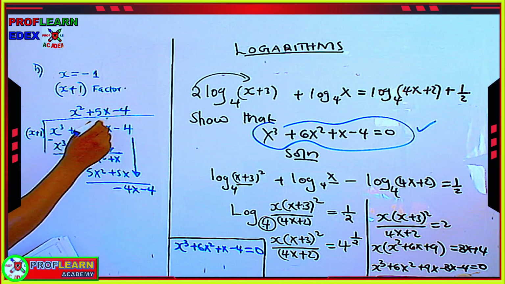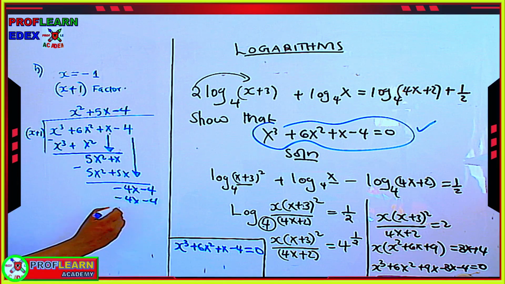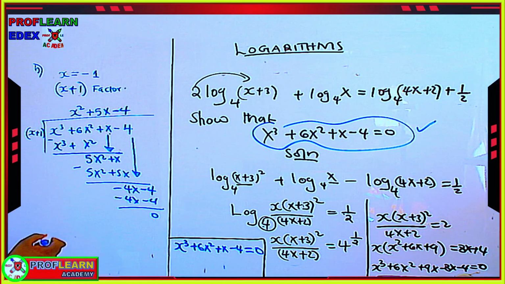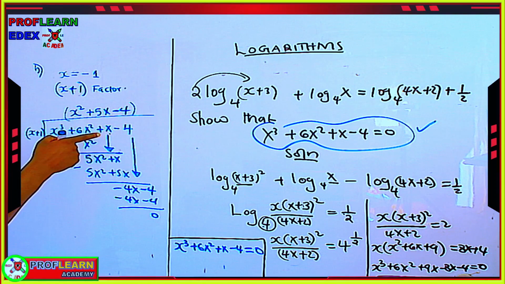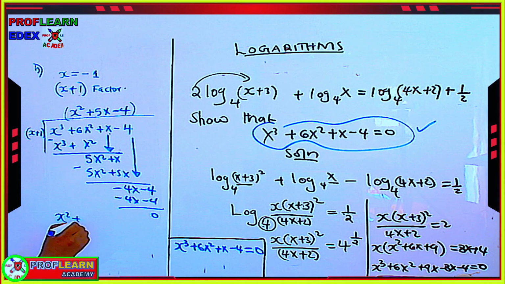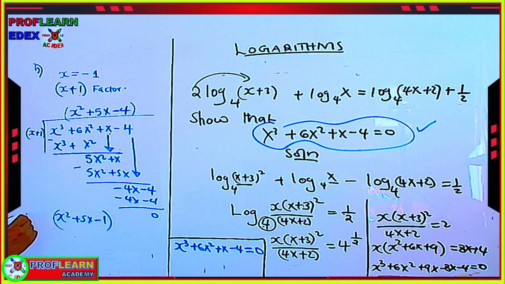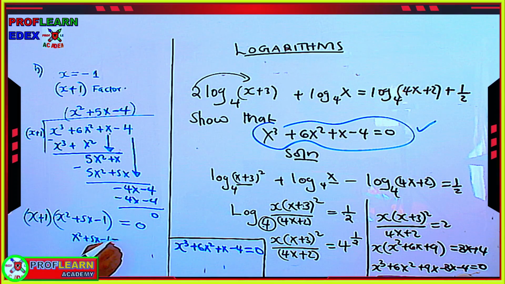Negative 4 times this will be minus 4x. Negative 4 times 1 will be minus 4. So if you subtract, you get 0. So meaning that if this is a factor and you have divided, you have gotten this, then this one is also a factor of this cubic function. So meaning that x squared plus 5x minus 1 is a factor of that cubic function. So we can write that cubic function as x plus 1 into x squared plus 5x minus 1, and then we can say that is equals to 0. So we can solve x squared plus 5x minus 1 equals 0.